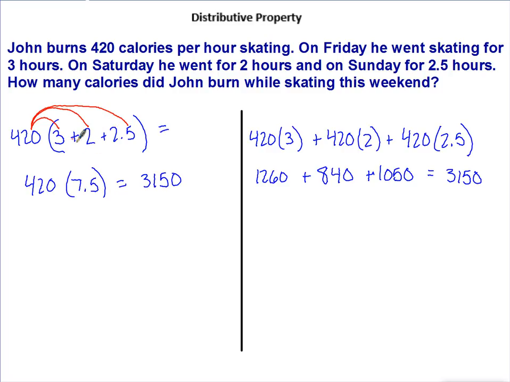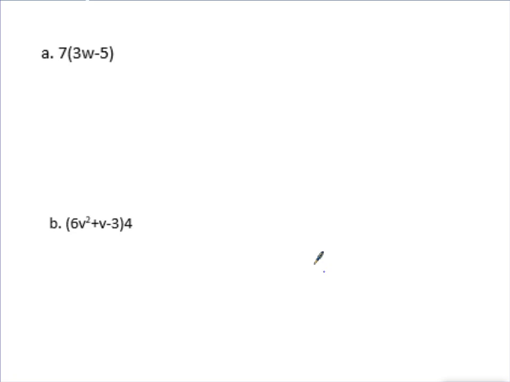So here I had all numbers, I could add them up and then multiply just one time. But sometimes you can't do that. So we need a way to be able to simplify things even if everything inside the parentheses is not the same. So when we use the distributive property, we're going to take what's on the outside and we're going to multiply it by everything that is on the inside.